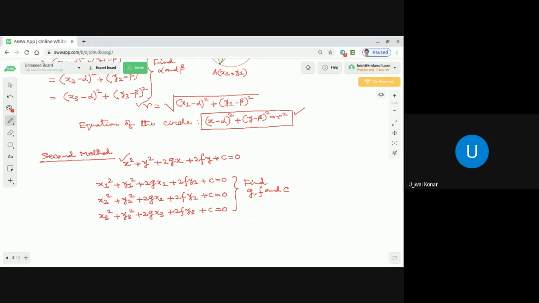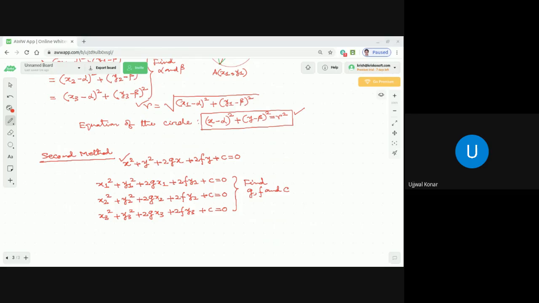But whatever I said in the last 30 seconds or so is very easy to say, but it will take time to solve. It is not very easy: first you express C in terms of G and F, then apply that in the other two equations, then solve the linear equations, find G and F, and then find the value of C eventually. But there is an efficient method using determinants. Maybe you are not very well versed with determinants, dear students.